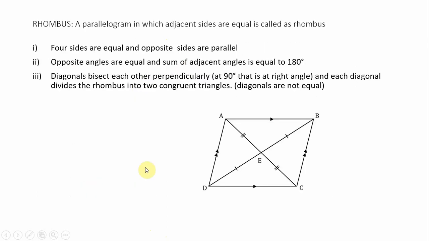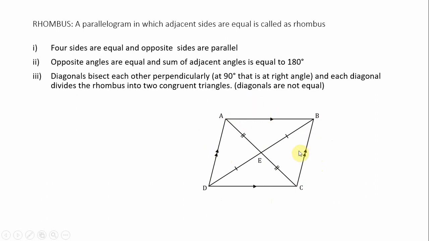Now next one, rhombus. It is also a parallelogram, but here adjacent sides are equal. Adjacent means what? Here the sides next to each other are equal. So AB is equal to BC, BC is equal to CD, and CD is equal to AD. What does it mean? All four sides are equal, right? Four sides are equal, but you can see these two are parallel to each other. Opposite sides are parallel. All four sides are equal and opposite sides are parallel.